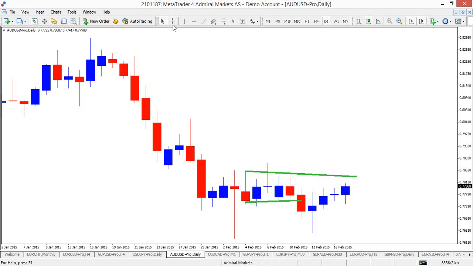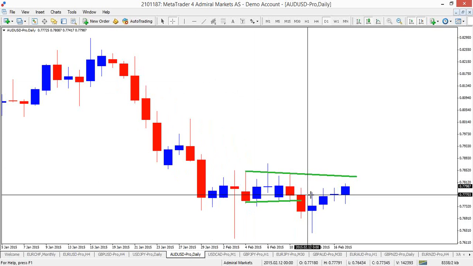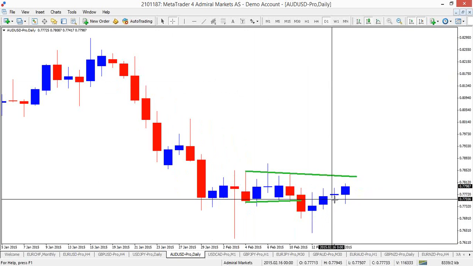Now I'm looking at the AUD/USD, Australian dollar versus the US dollar, and we've seen yesterday turn into a doji.